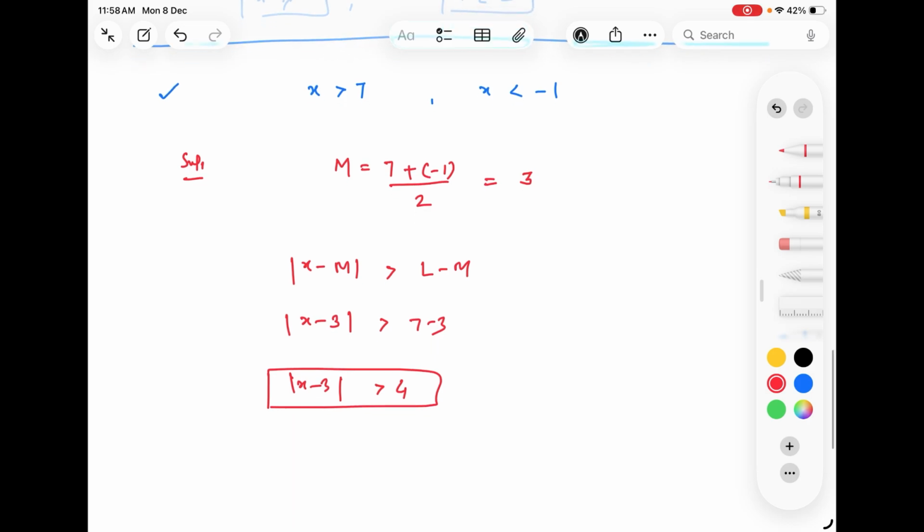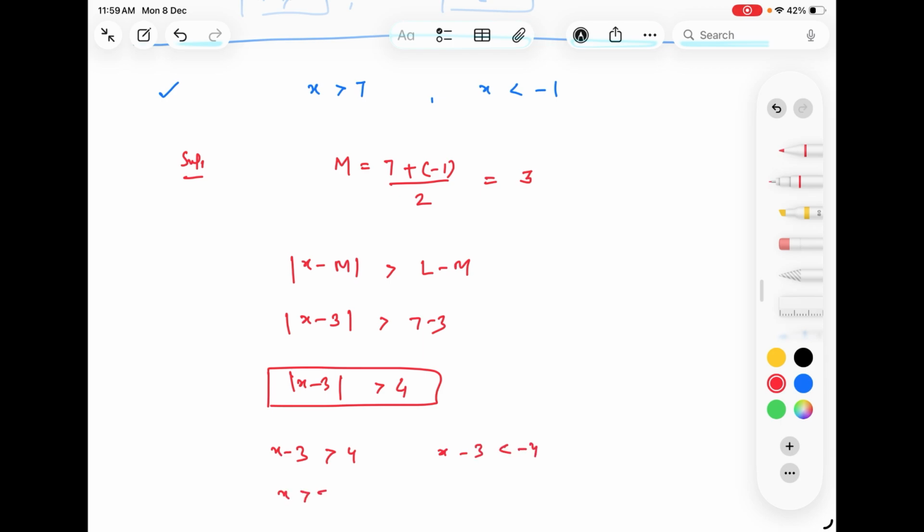Again, if you want to recheck, you can just write it like this and like this. And then you can write x is greater than 4 plus 3, or x is less than minus 4 plus 3, which is minus 1.